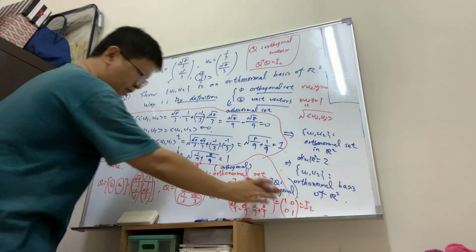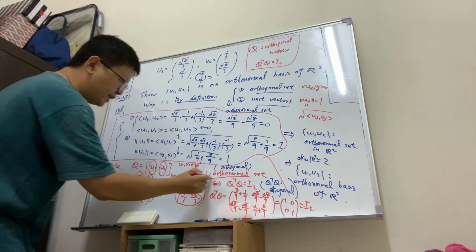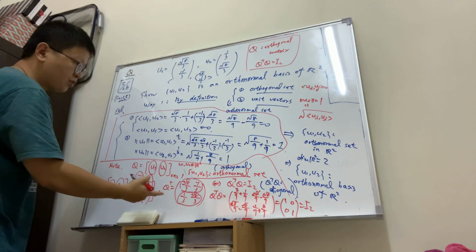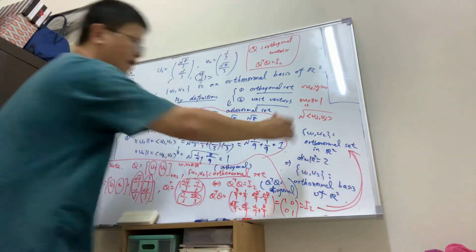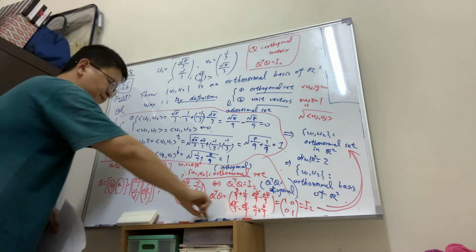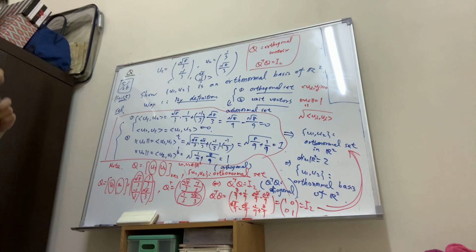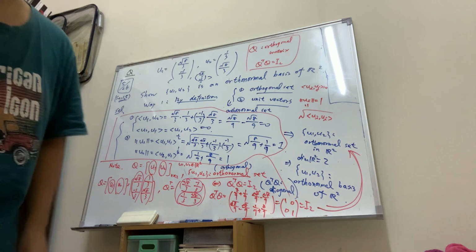Q transpose Q is identity, which means that Q is orthogonal. So our result is that U1, U2 are an orthonormal set. And the dimension is 2, so they are an orthonormal basis. Okay, so that's the solution to these two problems.